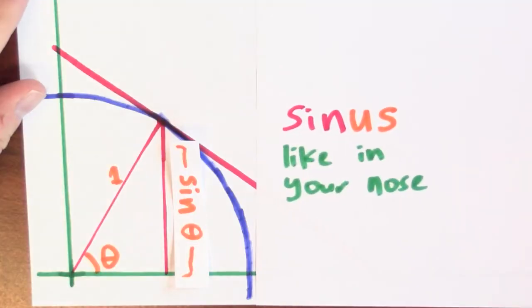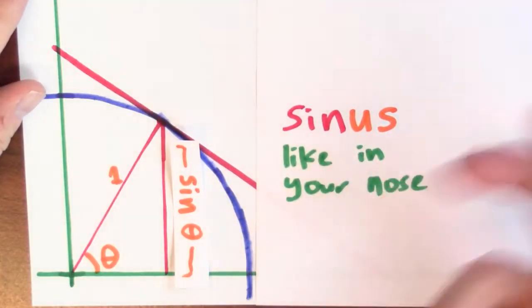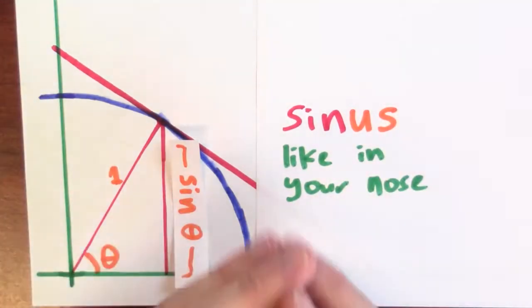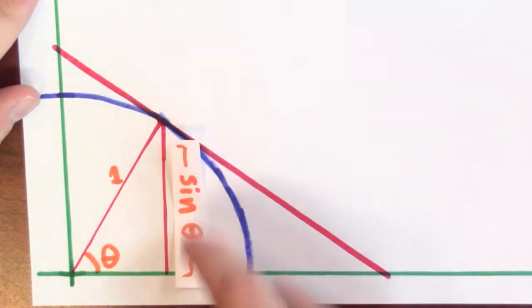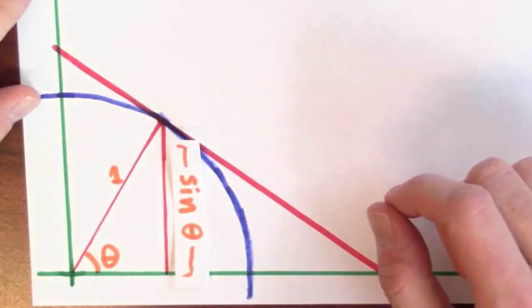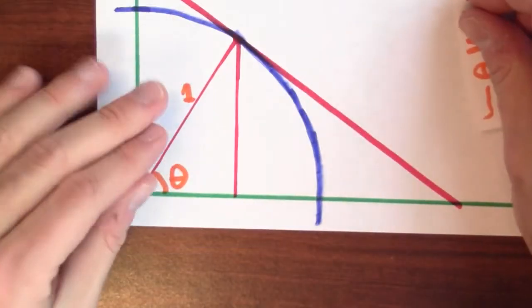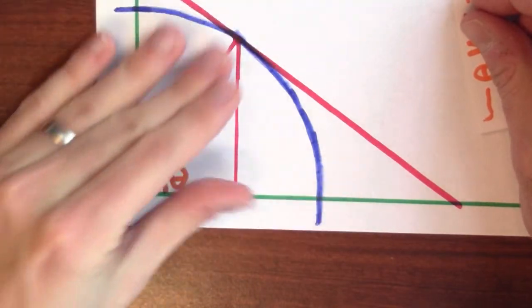Why is sine called sine? So sine comes from this Latin word sinus, like the thing in your nose. It's like an opening. And if you like that as a mnemonic device, you can remember that sine is measuring this side of the right triangle, because you can imagine that the right triangle sort of opens up in that side.